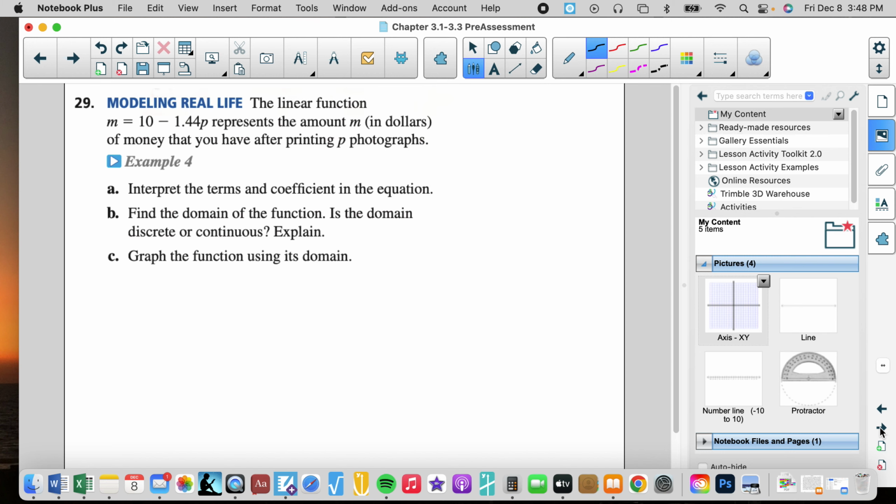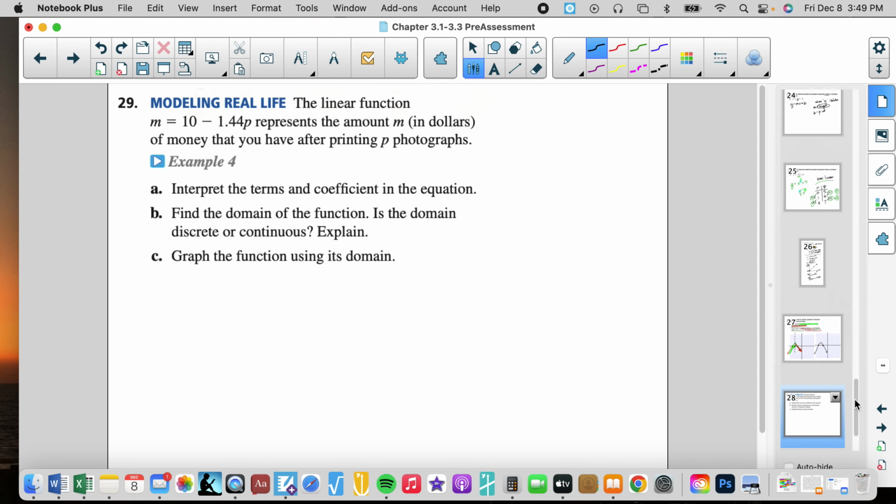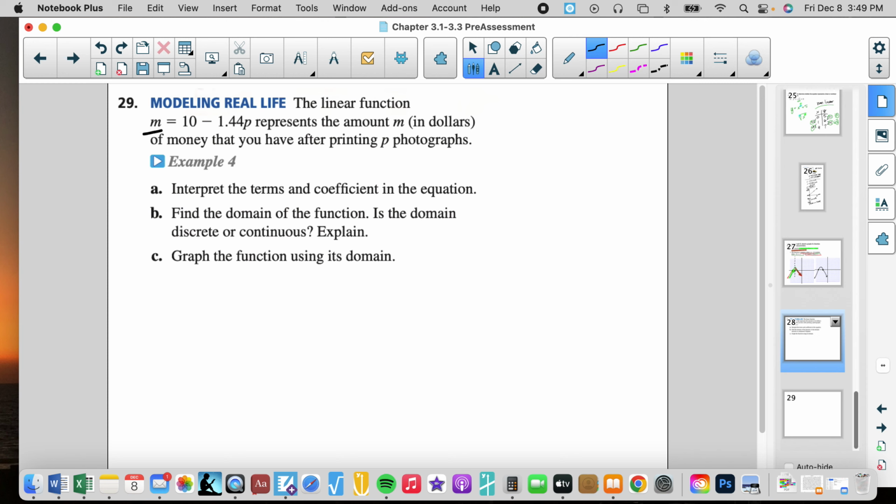All right. The linear function. I think this is the last problem. It is. The linear function m equals 10 minus 1.44p represents the amount m, in dollars, of money that you have after printing p photographs. All right. So m represents money left. p is the number of photos. Negative 1.44 is the cost per photo, and I have $10 to spend. So that's, interpret the terms, the coefficients in the equation.